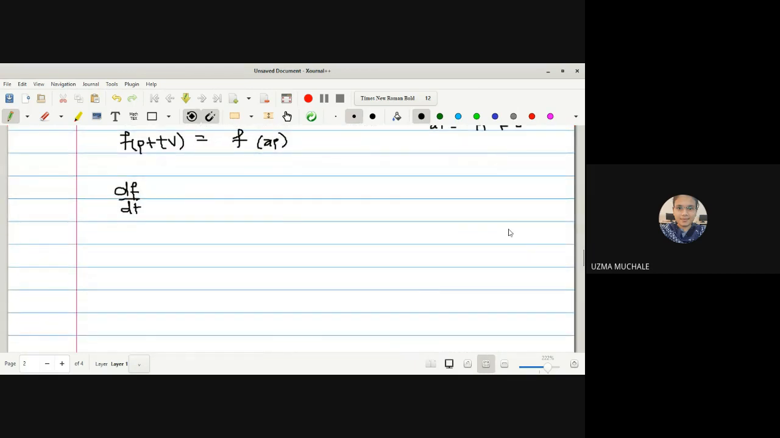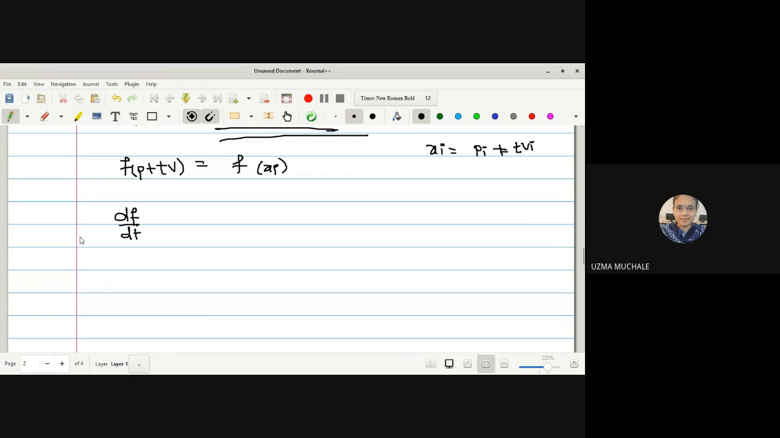So df by dt. What will be df by dt? Can anyone give me the derivative? f is a function of xi, and xi is a function of t. So here we are going to use a partial derivative, that is ∂f/∂x1 and dx1/dt. Why am I writing the total derivative dx1/dt? Because the xi's are functions of t only, but f is a function of x, and x is a function of t. If it involves more than one independent variable, we write the partial derivative. Is it okay?